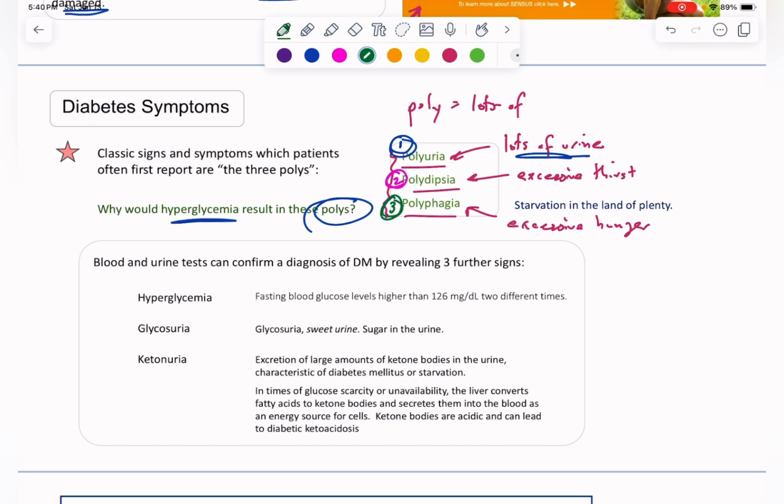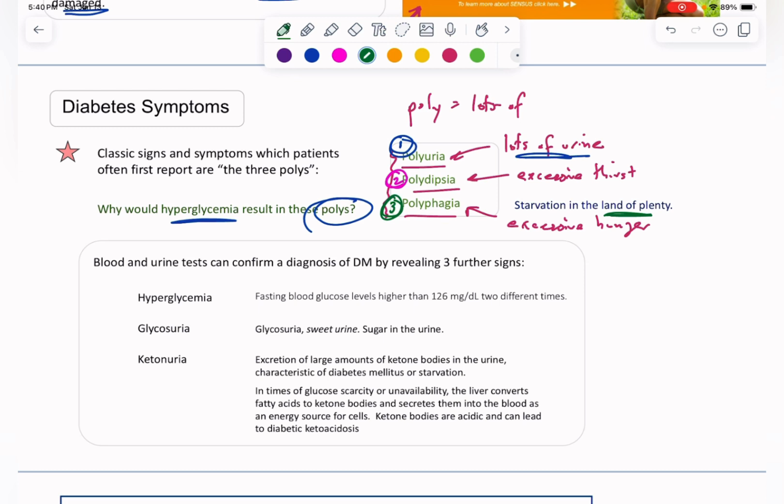And this is ironic because with diabetes, you have high levels of sugar in the blood. There's all of this nutrient. Okay, you're in a land of plenty. But because of that insulin resistance, the cells aren't able to use it.